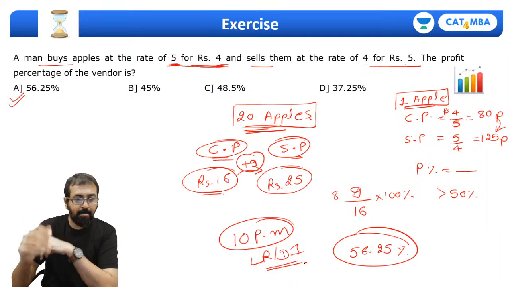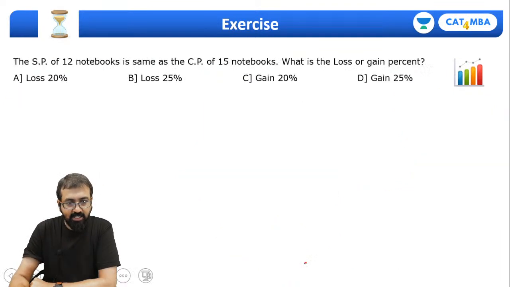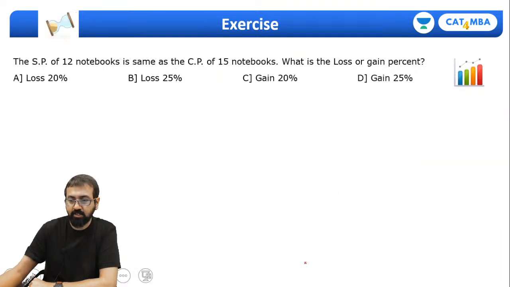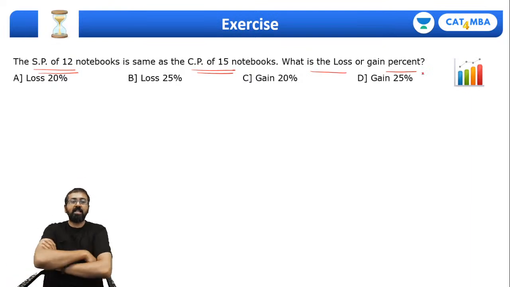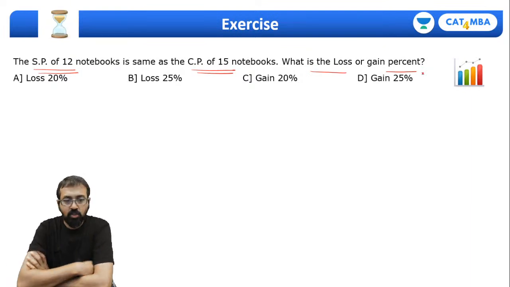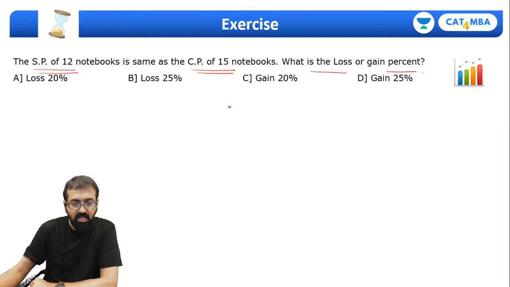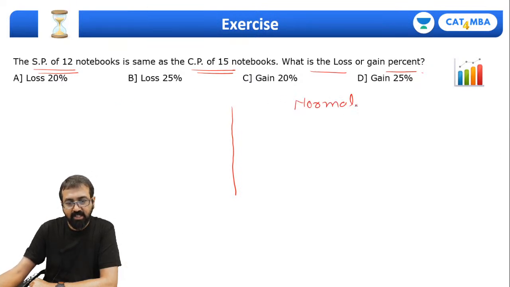Fine, guys. So let's go to the next question. Try to solve this question. The selling price of 12 notebooks is the same as the cost price of 15 notebooks. What is the gain or loss percent? Again, there are two ways to solve this question. First we'll look at the normal way, and then we'll look at the shortcut.